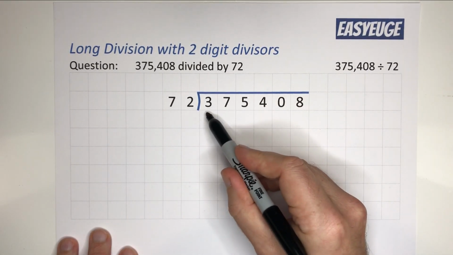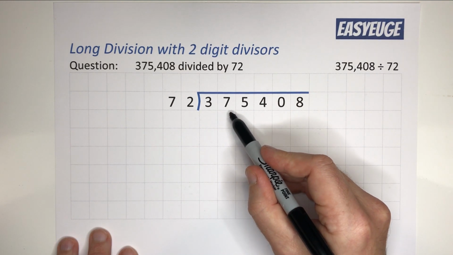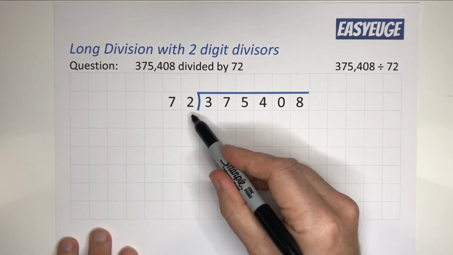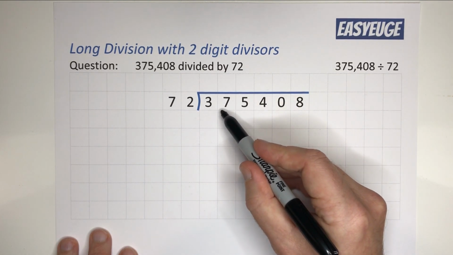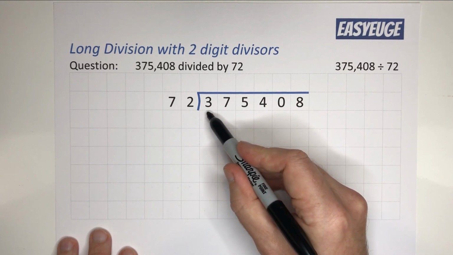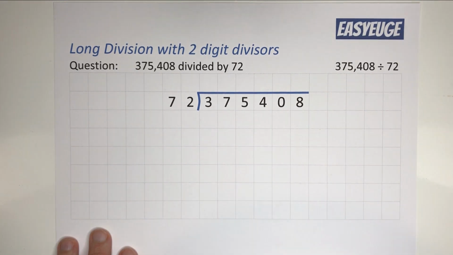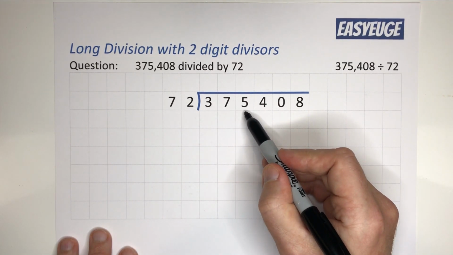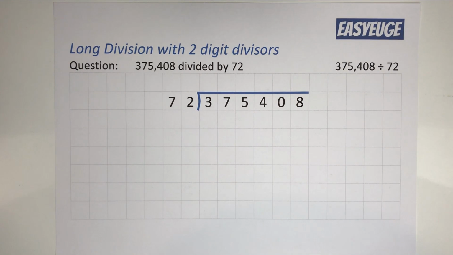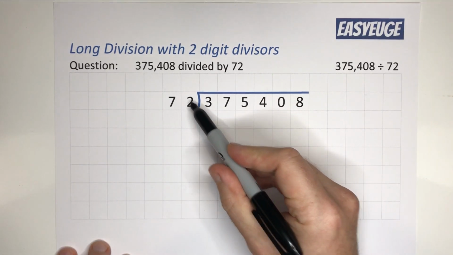Will 72 fit into the number 37? Well, there's just not enough in 37 to fit in a 72, so the answer again is 0. So we need to go to the next digit, making this 375. So how many times will 72 go into 375? For this one, you would either need to know your 72 times tables, or we're going to use a method called approximation.